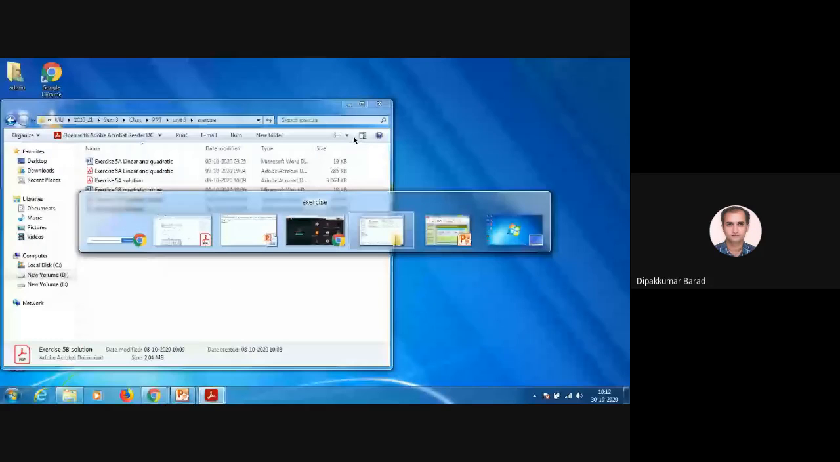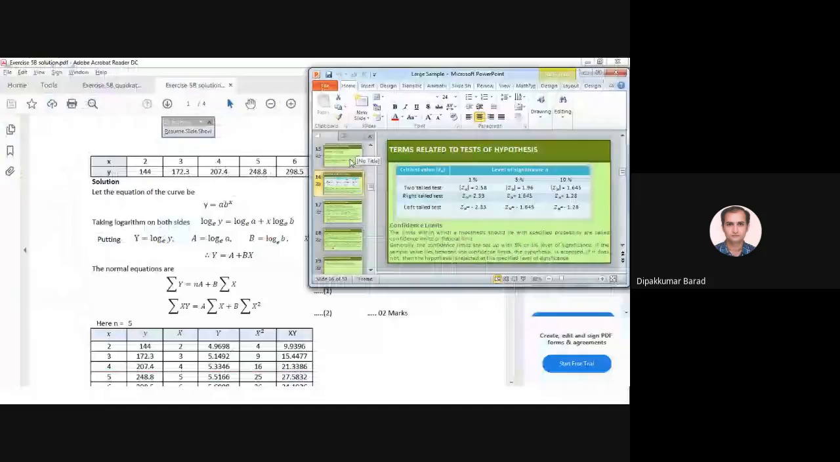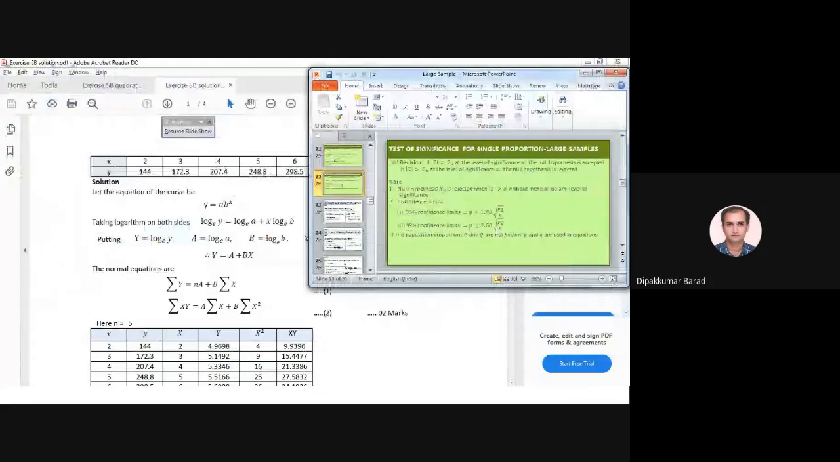In the note we have already given this 95% confidence limit: small p plus or minus 1.96 under root capital PQ upon n. And if you don't know capital P and Q, then you can use small p and small q. So this formula you require to calculate this example.